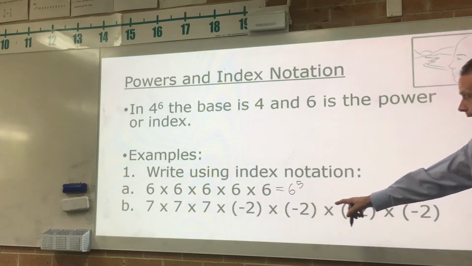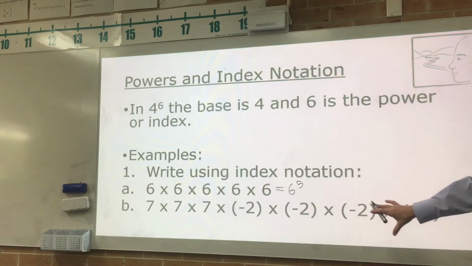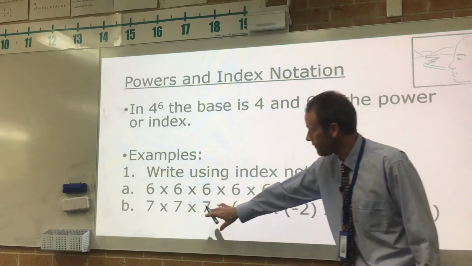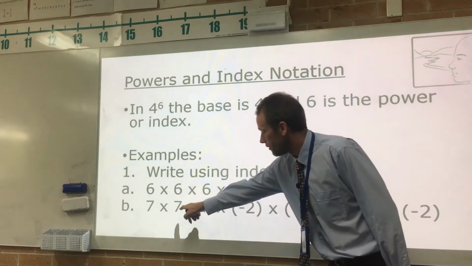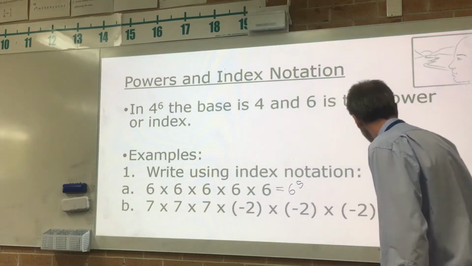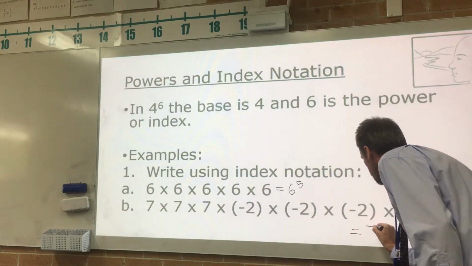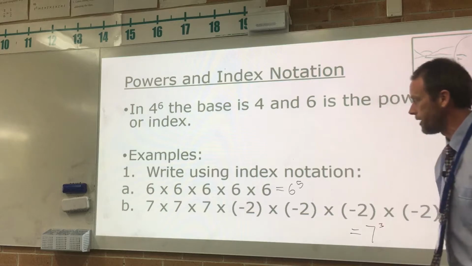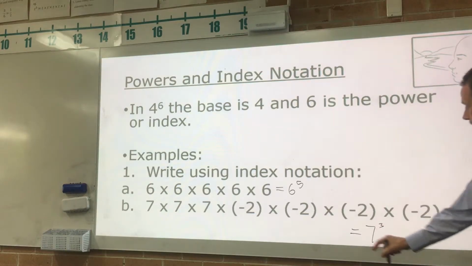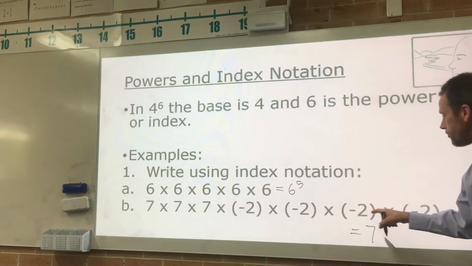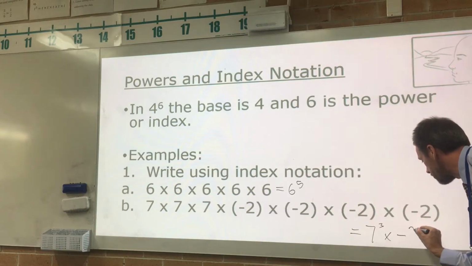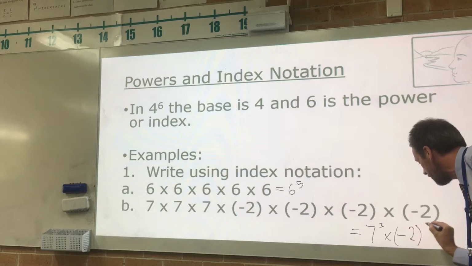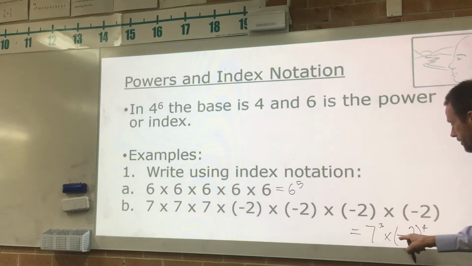In the same way, in this second question, what you actually see is there's 2 different numbers, but they're both repeated. So I've got 3 7s, which actually means I've got 7 to the power of 3. And for the minus 2, I've got 1, 2, 3, 4. So that means, and notice the way I do this, I leave it inside the brackets, negative 2 to the power of 4.